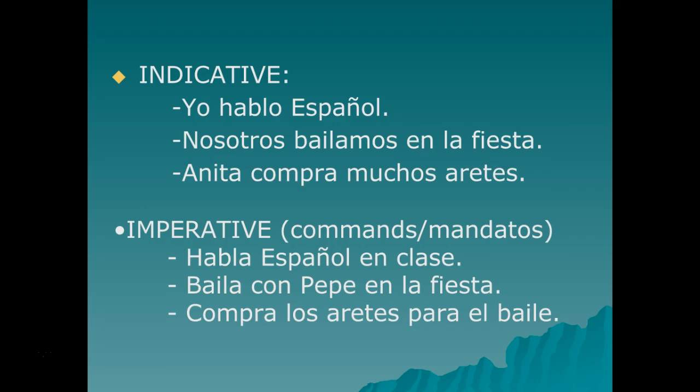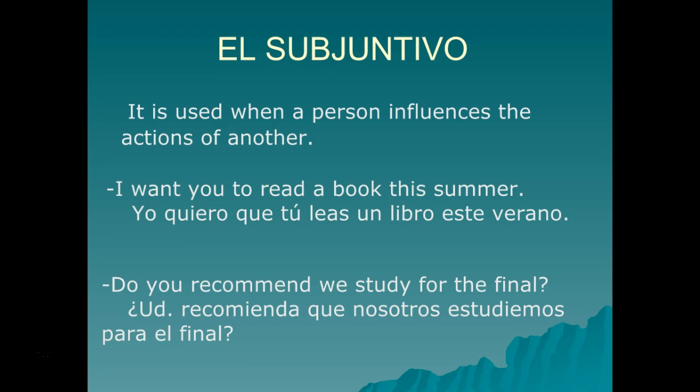In indicative verb tenses, you would say, yo hablo español. Nosotros bailamos en la fiesta. Anita compra muchos aretes. In the imperative, you'd be using commands or mandatos. Habla español en clase. Baila con Pepe en la fiesta. Compra los aretes para el baile.